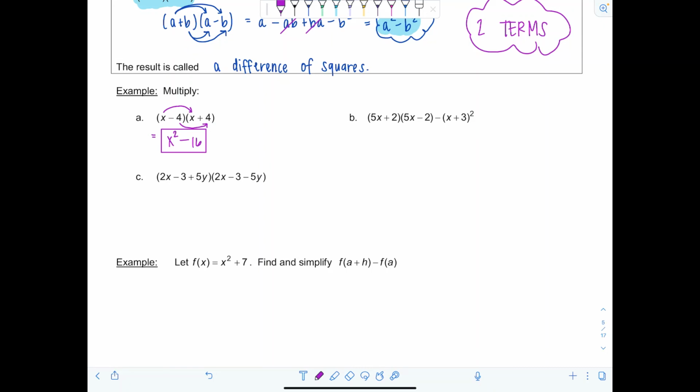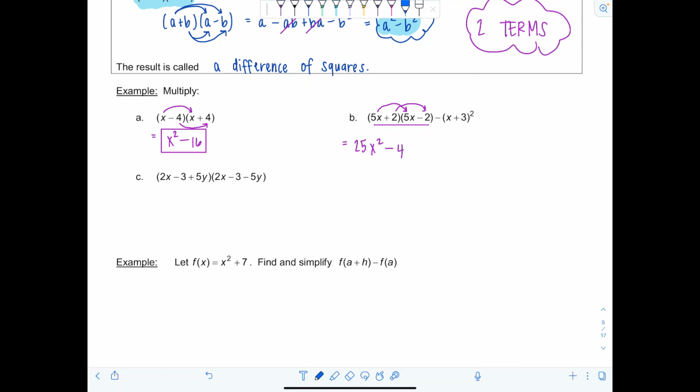All right, example B, we've got 5x plus 2 times 5x minus 2, minus x plus 3 squared. So we're going to tackle this in two parts. Notice here, we're multiplying out conjugate pairs. So 5x plus 2 times 5x minus 2, that's going to be 25x squared minus 4.